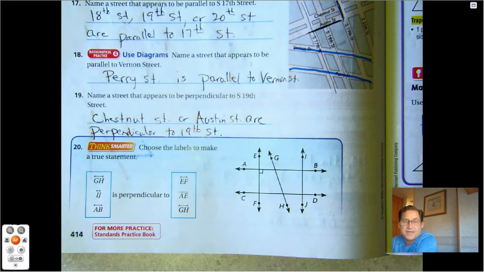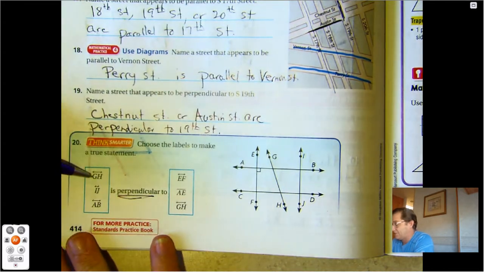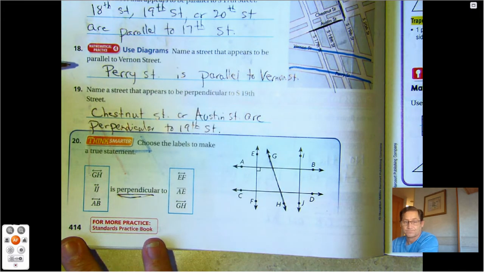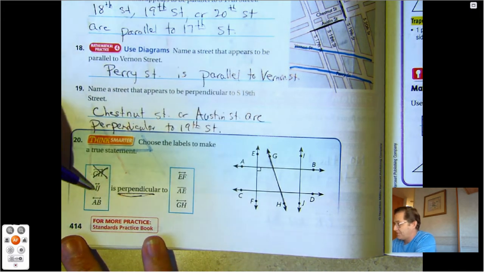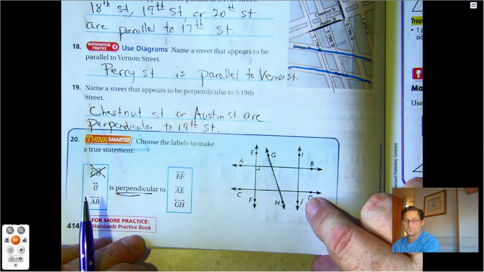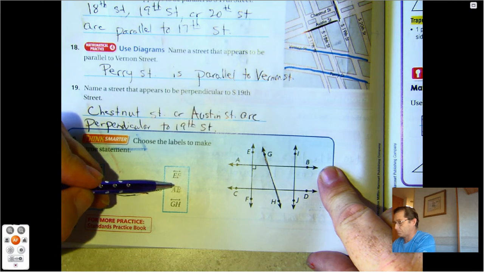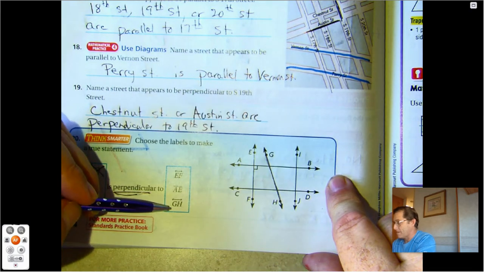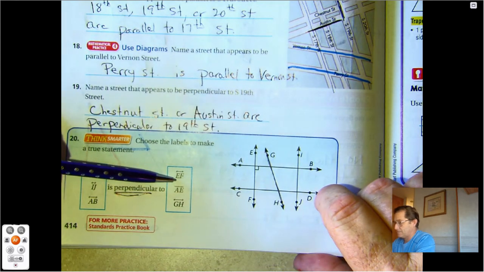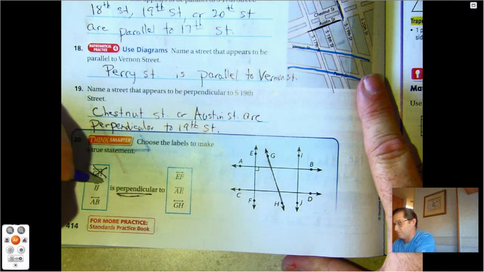Choose the labels to make a true statement. Okay, so we're looking for perpendicular. Line GH is not perpendicular to anything. So it's not GH. IJ. Okay, IJ is perpendicular to two lines. IJ is perpendicular to BA or AB. Okay, or IJ is perpendicular to CD. Well, that's not an option then, because this side doesn't have those. So I'm going to cross that out.